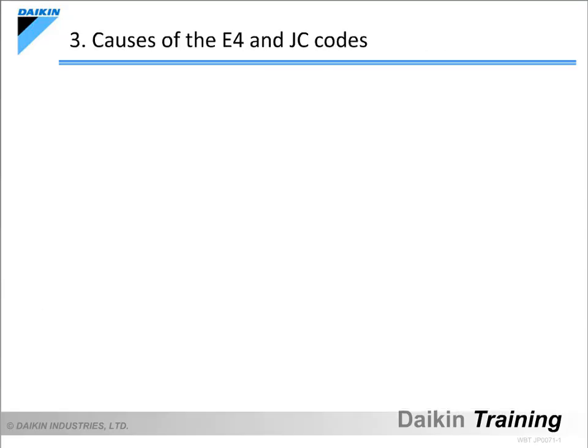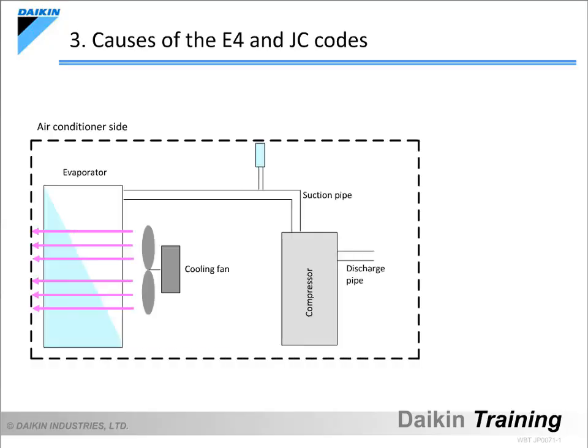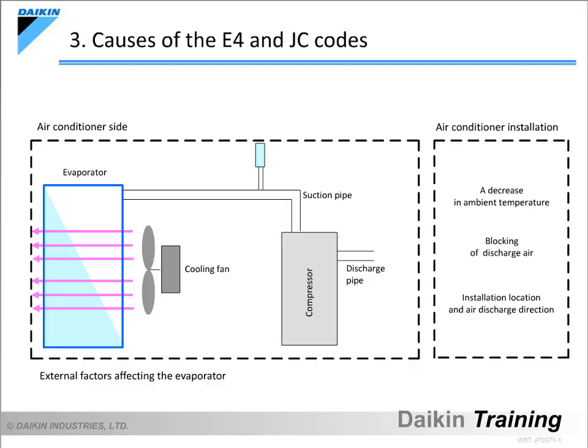Let's now go over the causes that lead to the E4 and JC codes. There are three primary causes that lead to the E4 and JC codes. The first is related to problems with the air conditioner's internal components. The second one has to do with cases when the passage of air through the evaporator is obstructed by an external factor. The third cause is a decrease in the air temperature at the evaporator inlet as a result of improper installation. We will take a closer look at these causes from the next page.